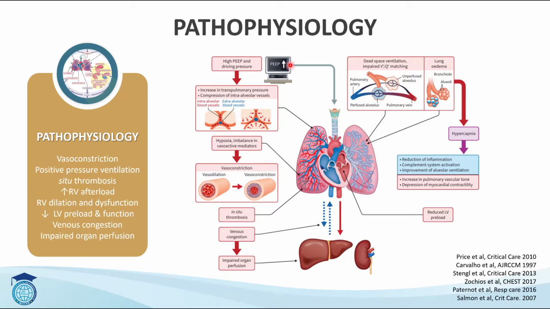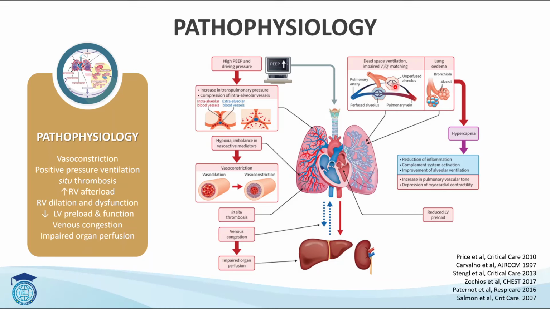Number two, with increased PEEP and increased driving pressure, this will lead to an increase in transpulmonary pressure that will compress the intra-alveolar vessels and will increase the pressure on the right side. And the third component would be in situ thrombosis that may be formed during the ARDS process with the inflammation. So with the vasoconstriction, with the mechanical compression on the vessels and the thrombosis, the afterload on the right ventricle will increase. That will increase the pressure in the right ventricle.